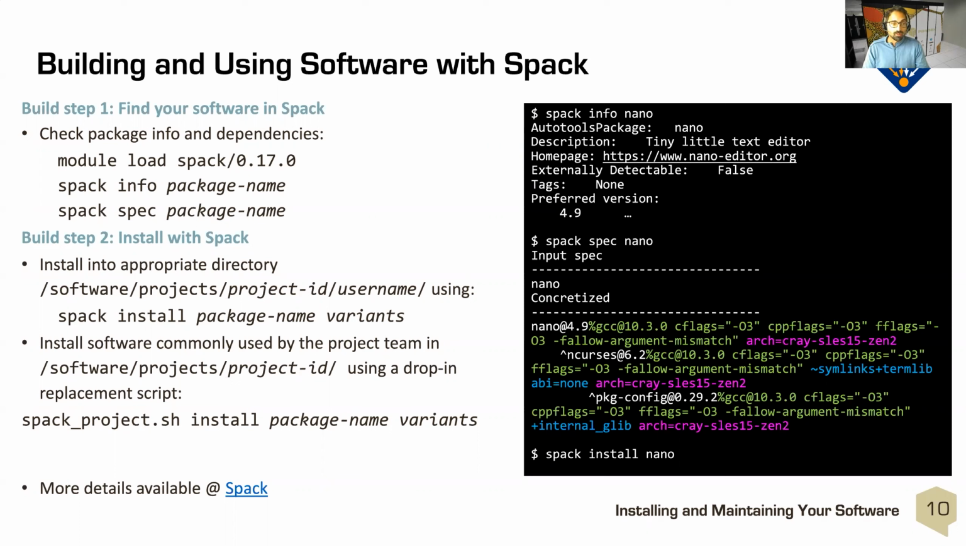To install software with Spack to your user space in the project directory, so /software/projects/project ID/username, you would just run the command spack install, the package name and the variants. To install software to the project space, it actually requires using a wrapper script that we provide, which is spack_project.sh, and then install, package name, variants. And then it will install that bit of software in the project space where everybody in your group and in your project has access to it.